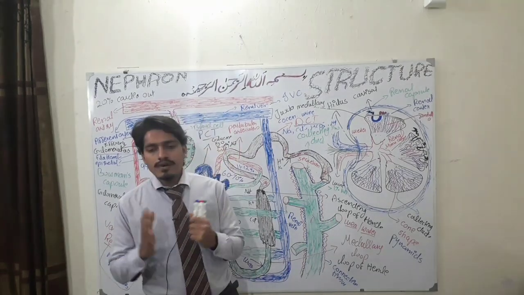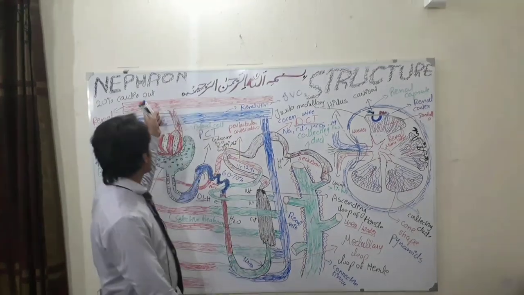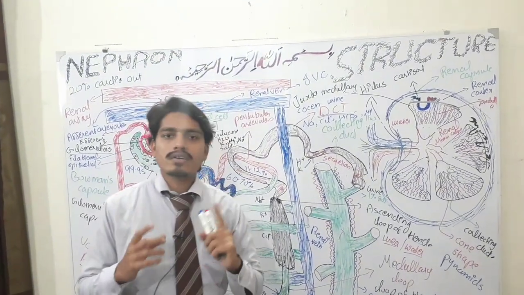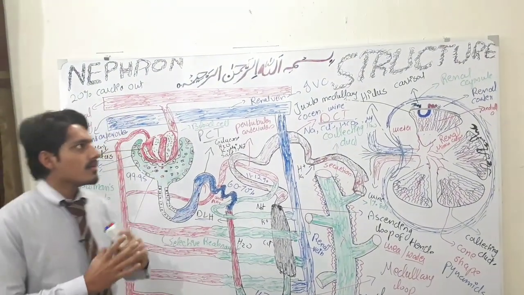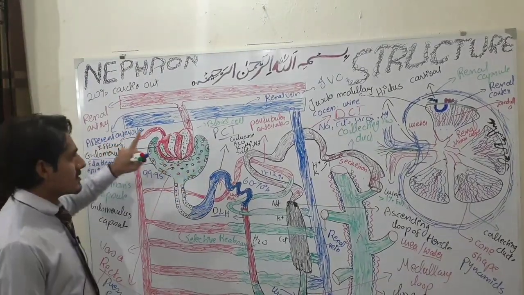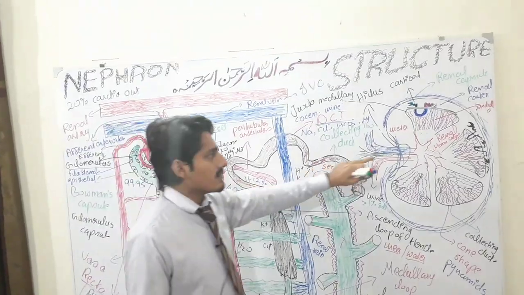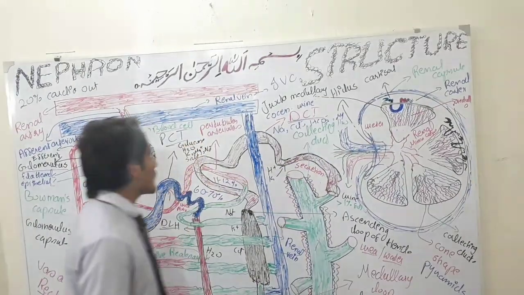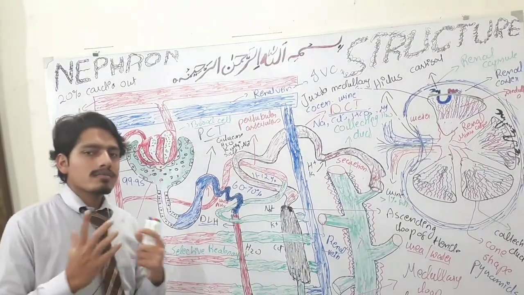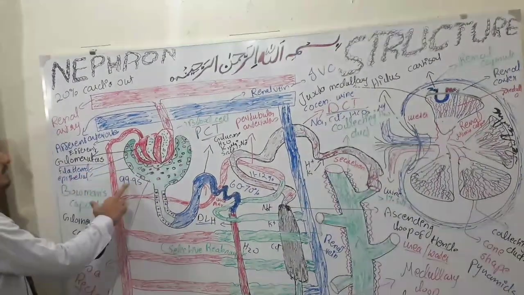Basically, first of all, define nephron. The nephron is the functional unit of our kidney. This is the functional unit of the kidney which is present in our kidney. Clear? Okay. First of all, I will tell you what is the structure of the nephron.